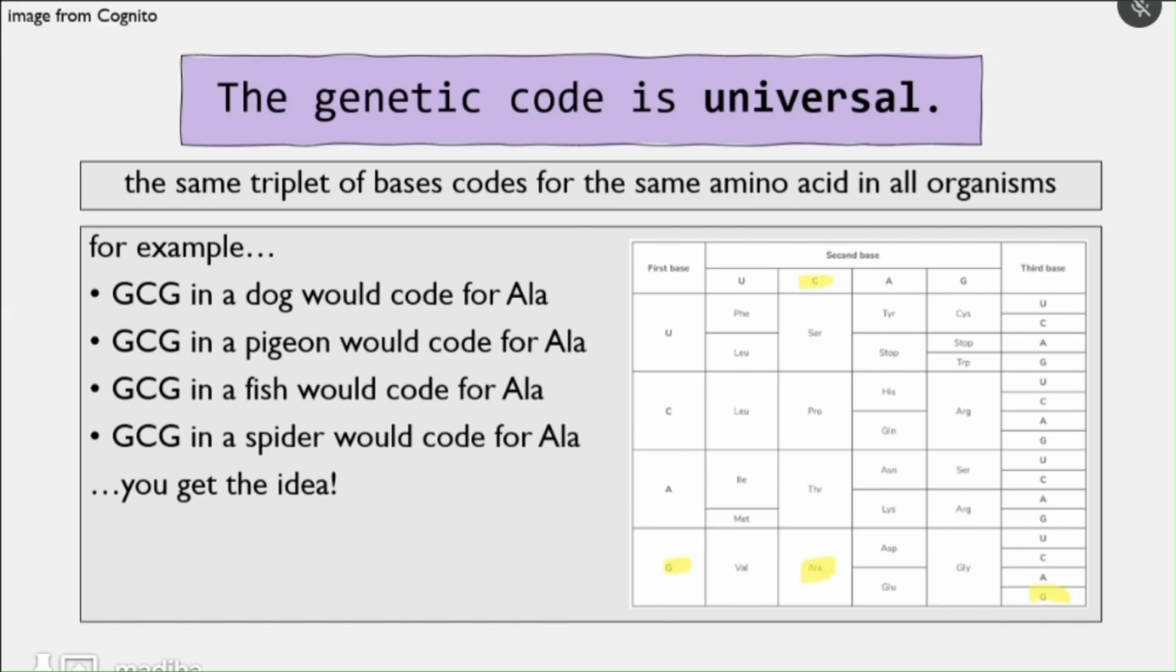So yeah, essentially this is something to remember, and we'll go through the advantages of this in a bit, because each feature of the genetic code is really useful for different things. So the fact that every organism will code for the same amino acid is actually really useful for things like genetic engineering, but we'll go through that in a bit.